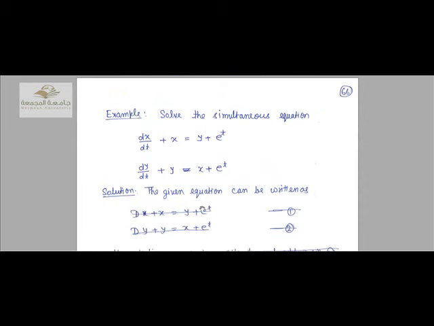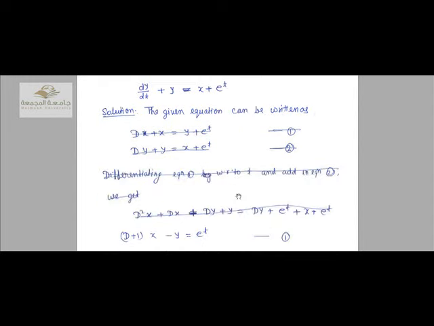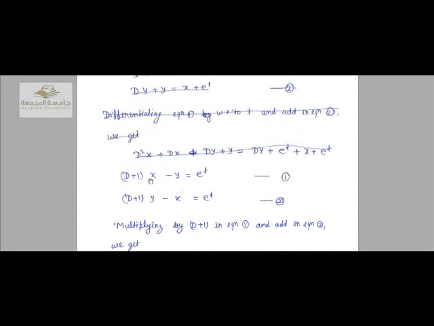Now the next problem. Solve the simultaneous equations dx/dt + x = y + e^t and dy/dt + y = x + e^t. Solution: the given equations can be written as (D+1)x − y = e^t, equation 1, and (D+1)y − x = e^t, equation 2.